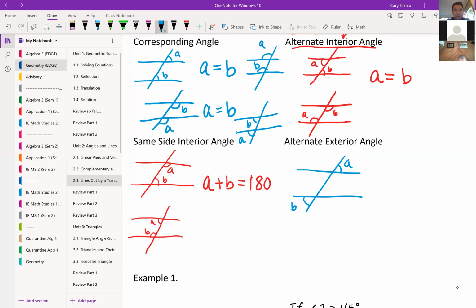So like A and B. And what do we know about that? They are the same, isn't it? Okay. So alternate exterior angles are the same. A equals B. And that would be the same also for this angle and this angle. A equals B. And those are called alternate exterior angles.